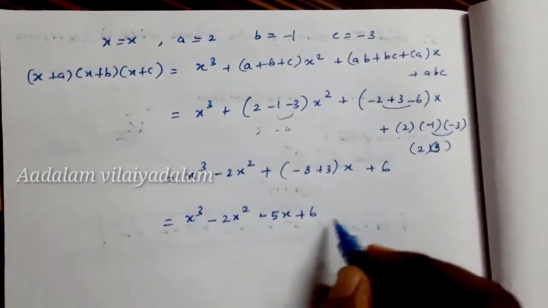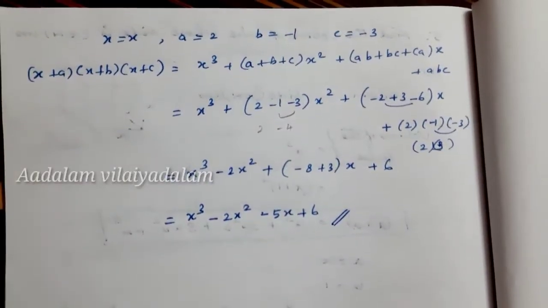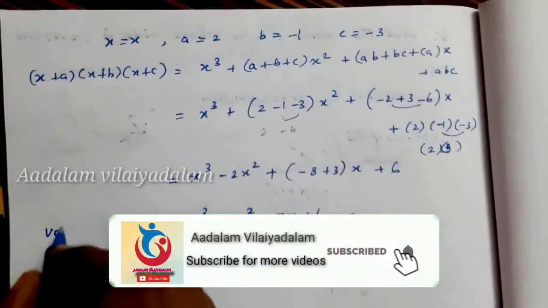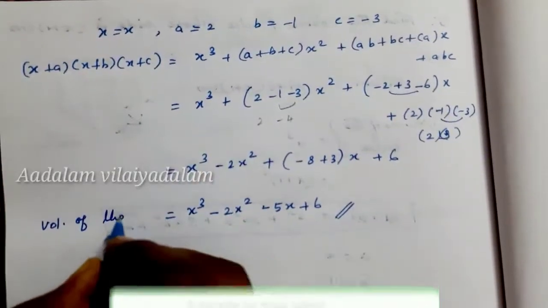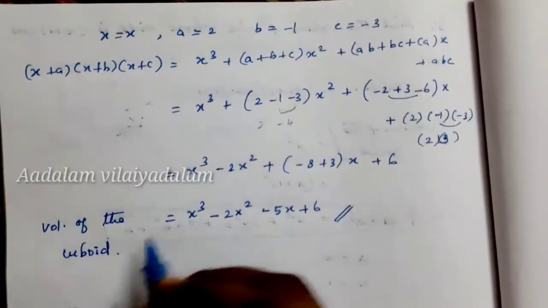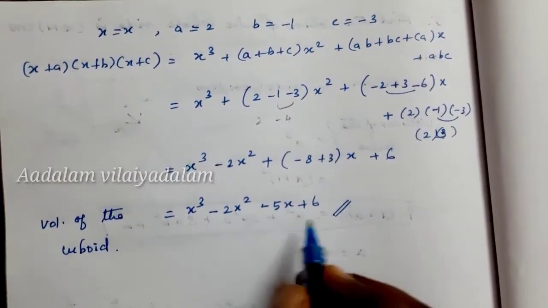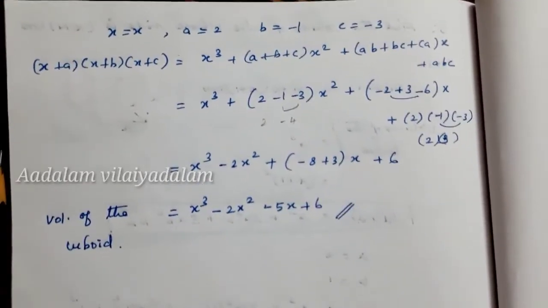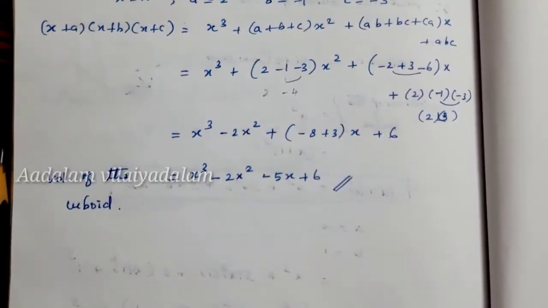So this is the required solution for the given problem, or we can write this is the volume of the cuboid. So volume of the cuboid equals x^3 minus 2x^2 minus 5x plus 6. With this we shall complete the problem.